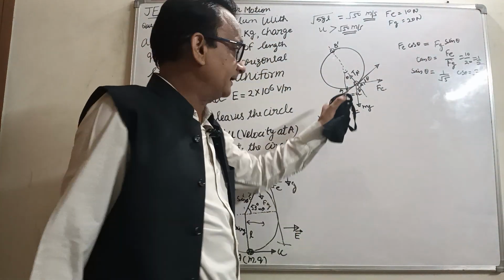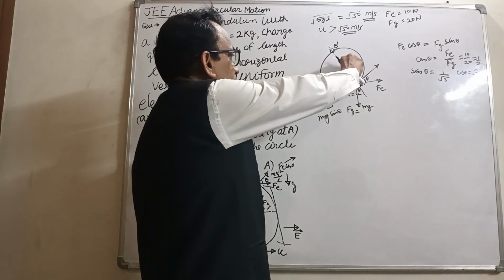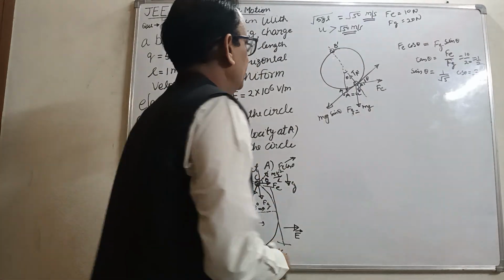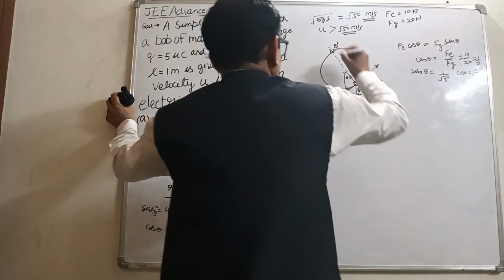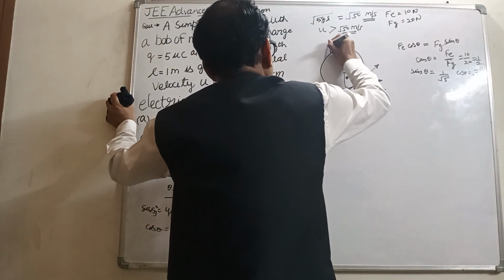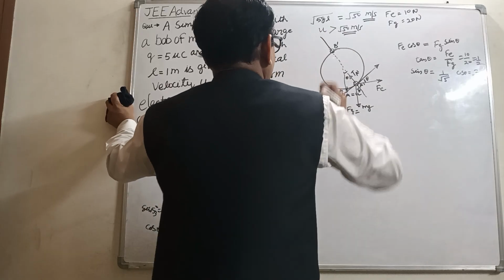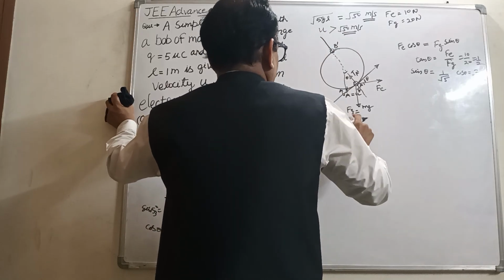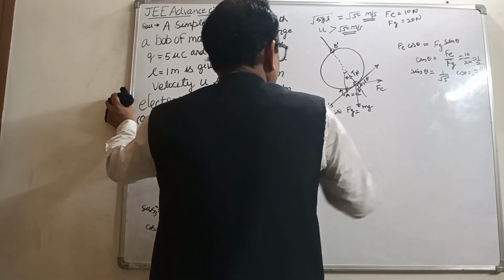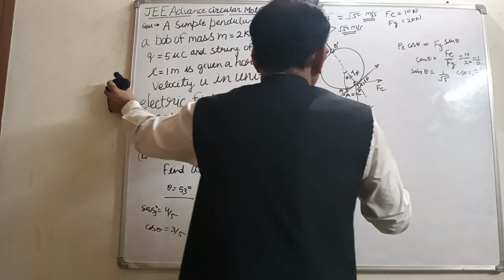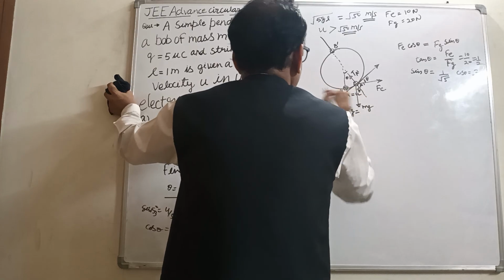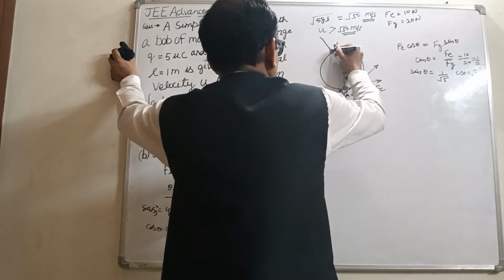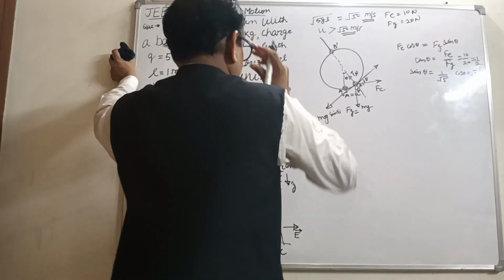So understand the scenario here: the equilibrium position would be changed. What type of force is acting here? From A to B, we have drawn the force. For completion of the circle, this is the top point here. So we have to apply the conservation of energy. We have to find the velocity at the new equilibrium position.